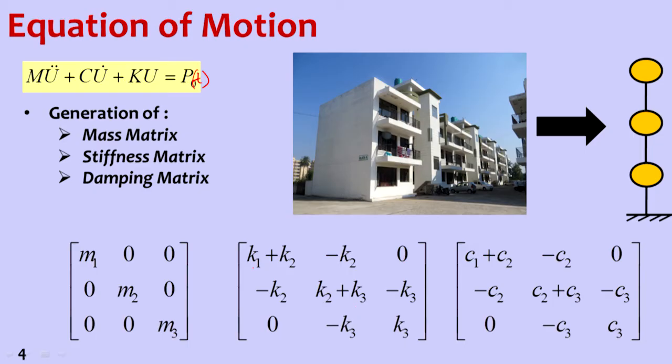Why? Because mass 1 is associated with acceleration 1, but when we come to stiffness, the first term is associated with the displacement of the first mass and the second term is associated with the displacement of the second mass. That means in one equation we have u1 terms and also u2 terms, and in another equation we have u2 terms and also u3 terms. That is the reason why we cannot solve them directly. So, we need to employ special techniques for solving it.